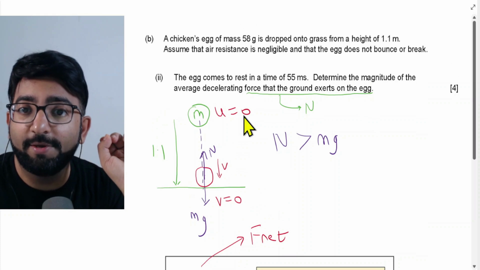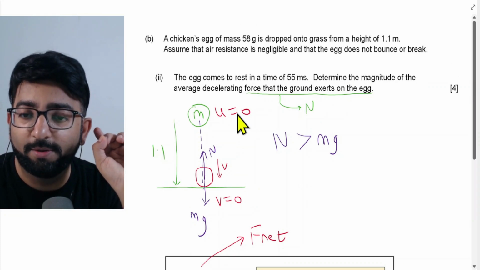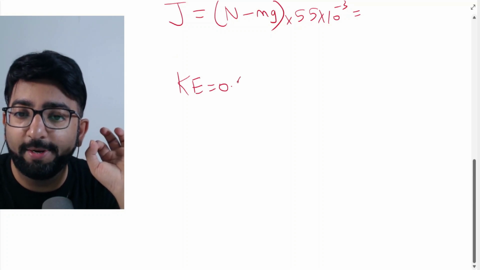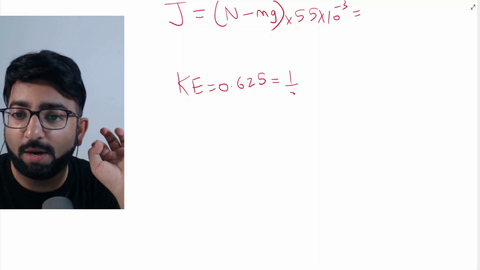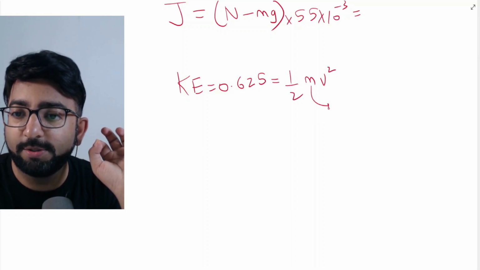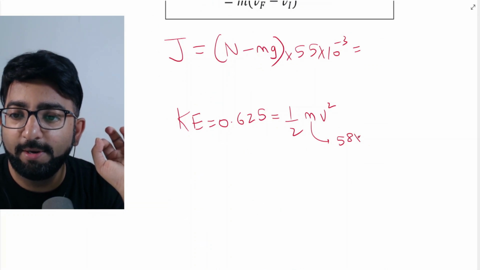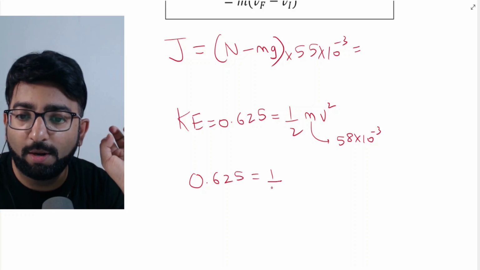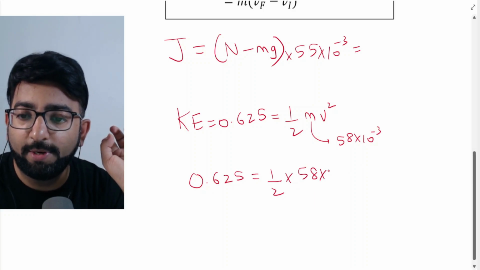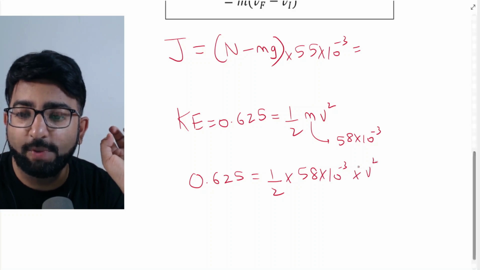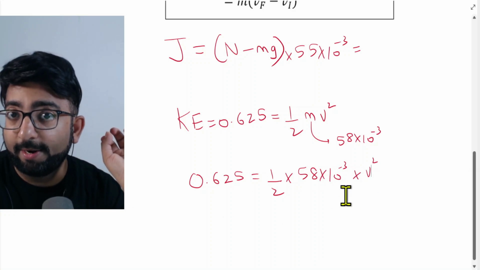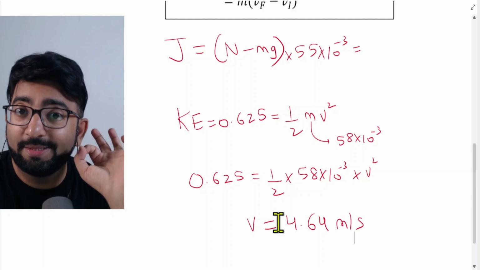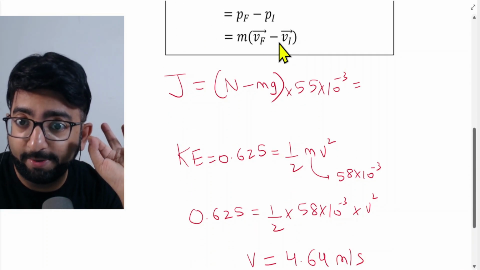Now, in the previous part, we had figured out the value of kinetic energy to be 0.625 joules. So we can write that as half m v square, where mass is 58 grams, which is 58 into 10 to the power minus 3. So let's write this in one equation. 0.625 will be half into 58 into 10 to the power minus 3 multiplied by v square. And if you simplify this equation, we get the value of v as 4.64 meters per second. This will be the initial velocity which we can write in this expression.